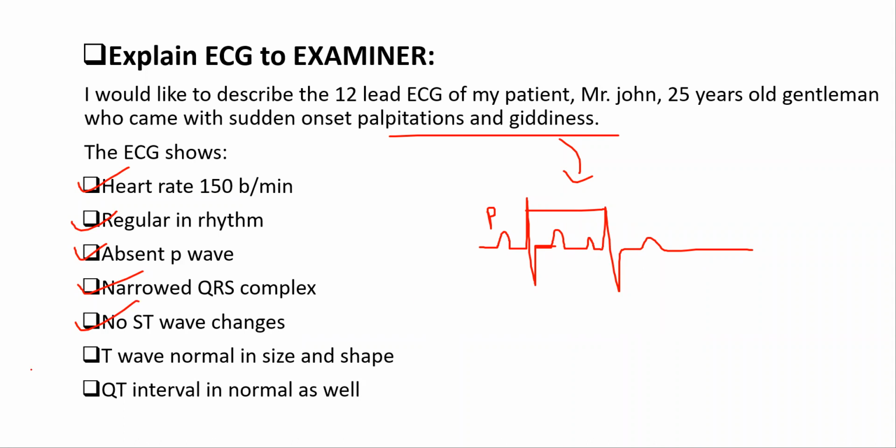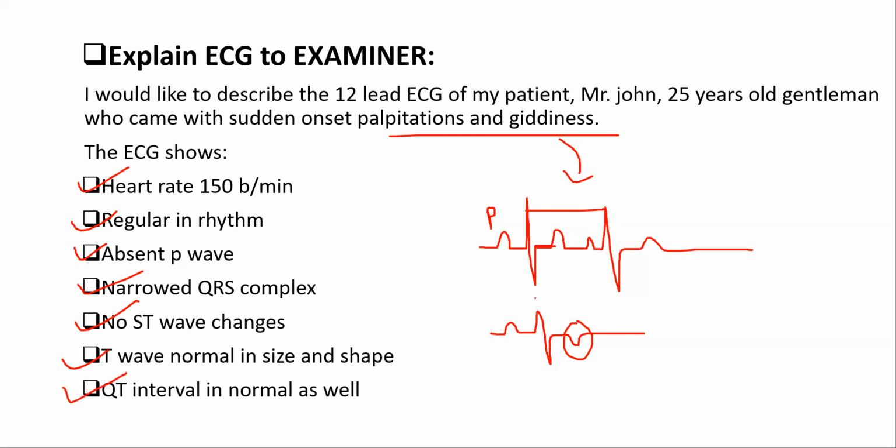Then talk about the T wave. T wave is normal in size and shape. What could be abnormal T wave? T wave inversion. T wave inversion means it becomes like this. So that's the inverted T wave. And then lastly, you talk about the QT interval.